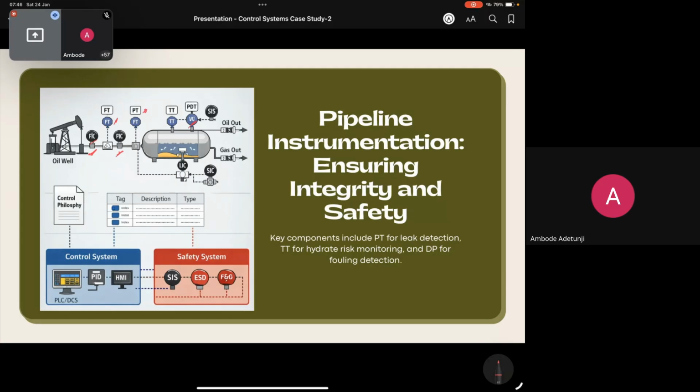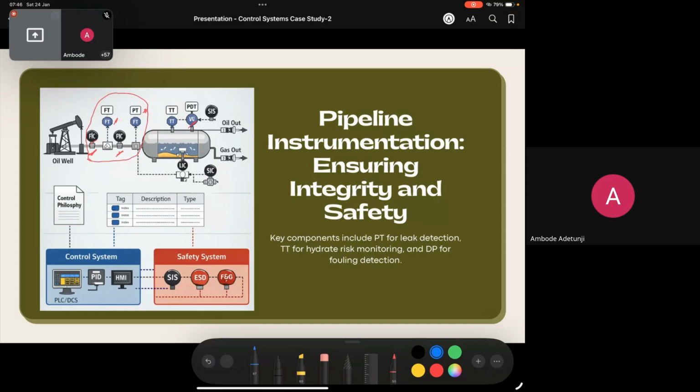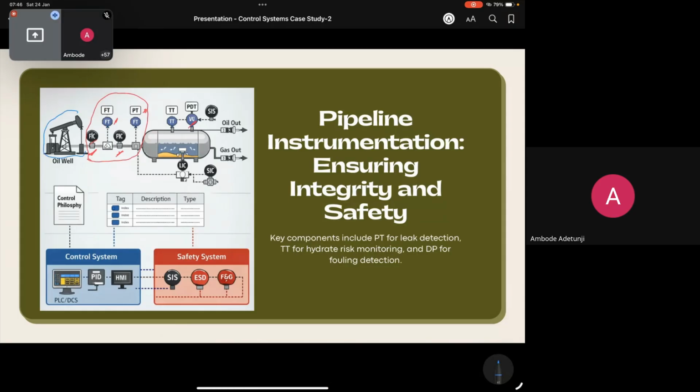So you have all your instrumentation on the pipeline, right? Again, just for clarification, this is also another kind of oil well, right? The one I showed earlier is called the Christmas tree. This one is called the rod pump, right? We don't have this type of oil well in Nigeria, but it's prevalent in the US and in the Middle East, right? So, I mean, just to clarify that.